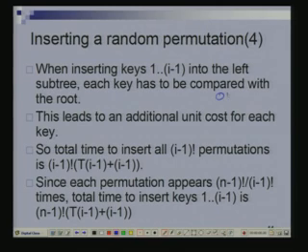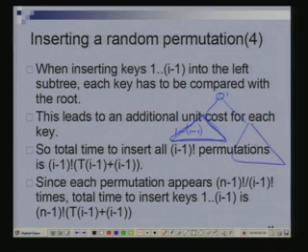So, this is I and the keys 1 through I minus 1 are coming here, 1 through I minus 1 are coming here, right. I know something about just this tree. If this were my tree, then I know that the average time to create this tree is T of I minus 1. But now I am creating a tree of n nodes. The keys 1 through I minus 1 are coming here and the other keys are coming here.